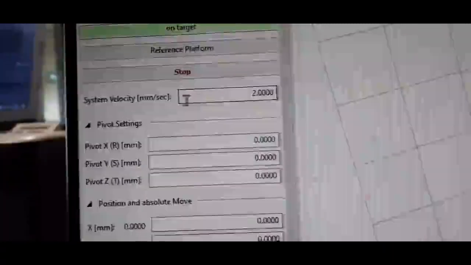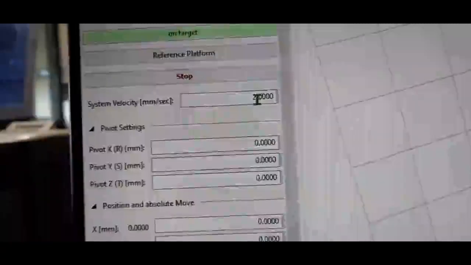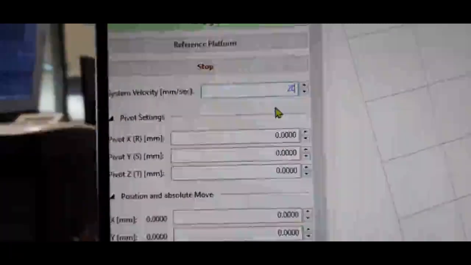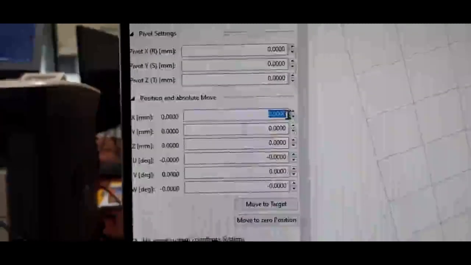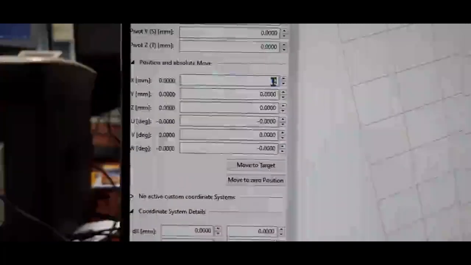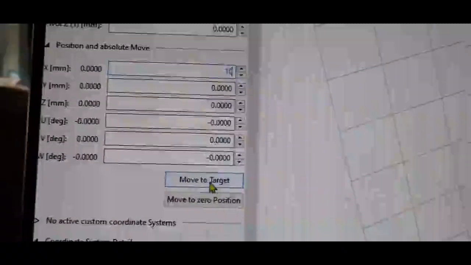Now we open this interface. So here at this point you will find the velocity. From 2 mm per second we can set it up to a maximum of 20 mm per second. Now after setting the velocity, we will set a particular position. Let us suppose 10 mm in X direction. There are only some limited motions possible. Those are given in the data sheet. So after entering the 10 mm, I will click on move to the target.